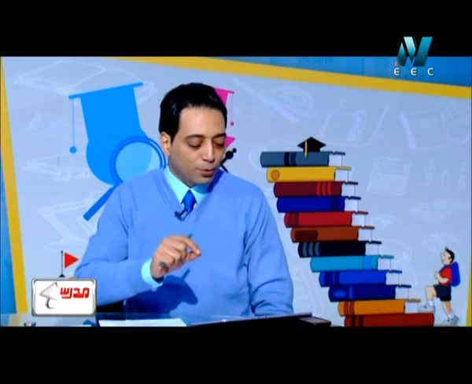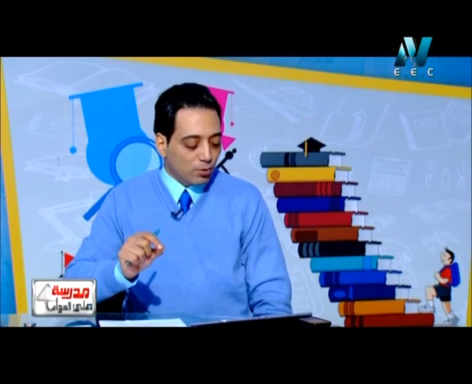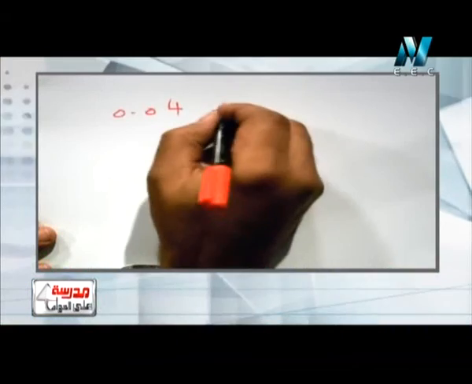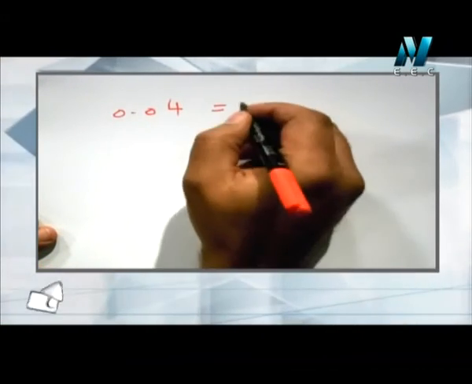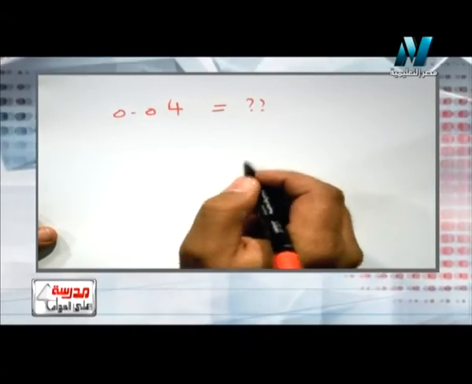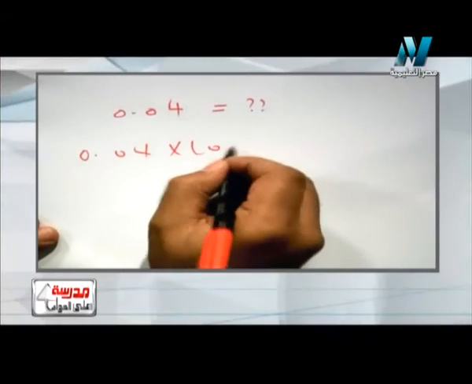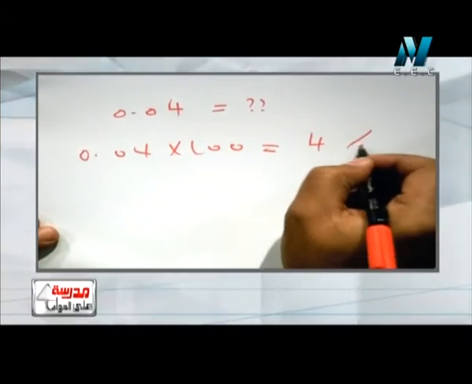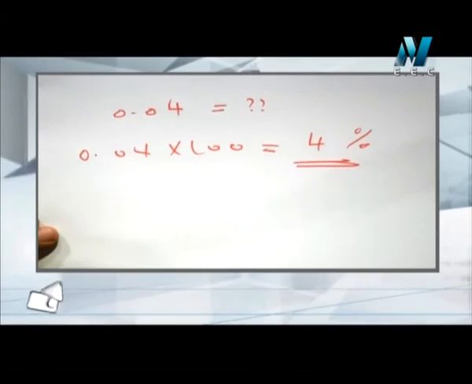Okay, let's do this very quickly. 0.04 equals how much percent? This is going to be our last exercise, so please do it quickly. The same idea. Just multiply this decimal number by 100. 0.04 times 100. The result will be 4%.